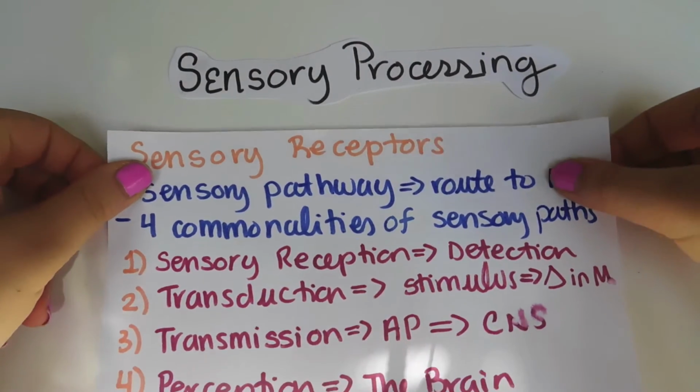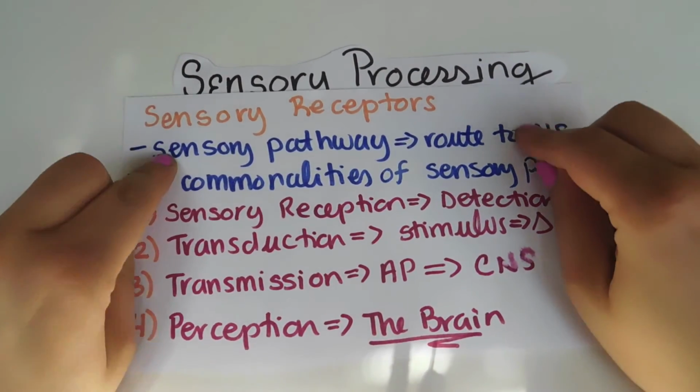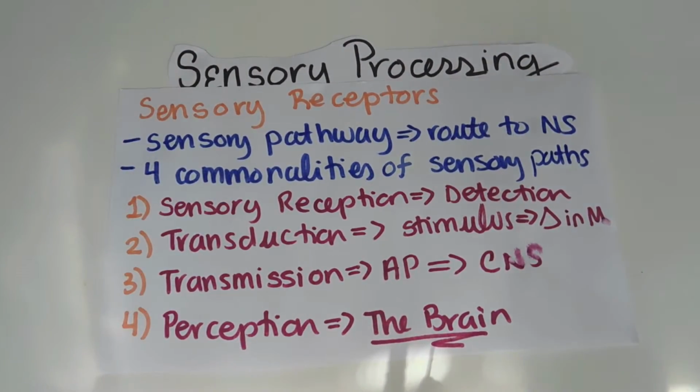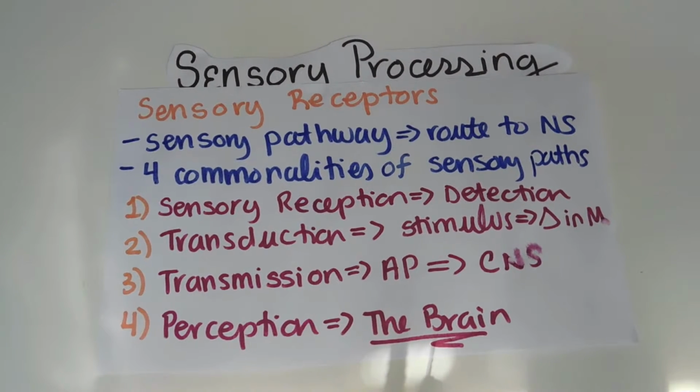So what are sensory pathways? Sensory pathways are just routes to the nervous system. They are just different roads in your body, basically, that different signals are going to take. So stimuli are going to cause some kind of signal in the body that's going to travel down these pathways, or these roads, all the way up to the nervous system, or the central nervous system specifically, which is your spinal cord, and then the head honcho, the brain. So there are 4 commonalities, 4 generic traits of all of these sensory pathways.